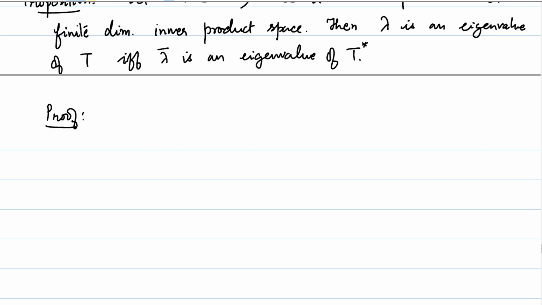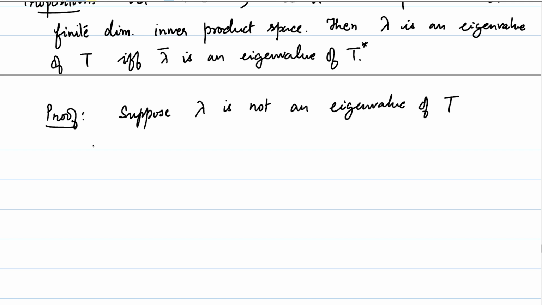The proof is going to be by contradiction. Suppose lambda is not an eigenvalue of T. We will prove that lambda bar will not be an eigenvalue of T star. And then after that, we will prove the converse, wherein we will assume that lambda bar is not an eigenvalue of T star, and then we will prove that lambda will not be an eigenvalue of T. So instead of proving this statement, we will prove the contrapositive of these statements. Suppose lambda is not an eigenvalue of T.